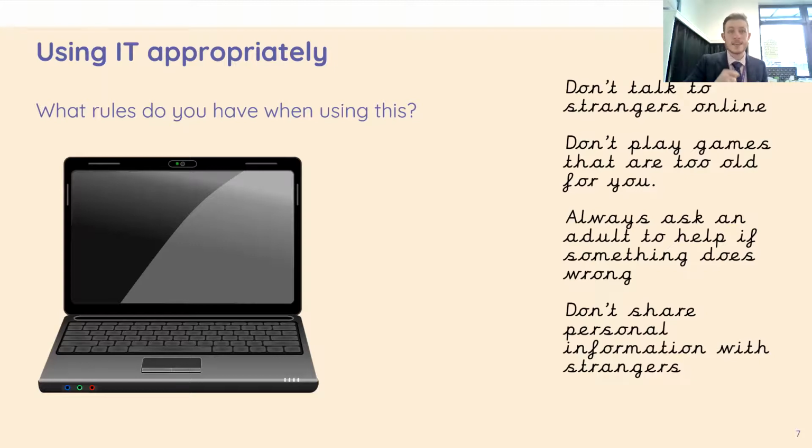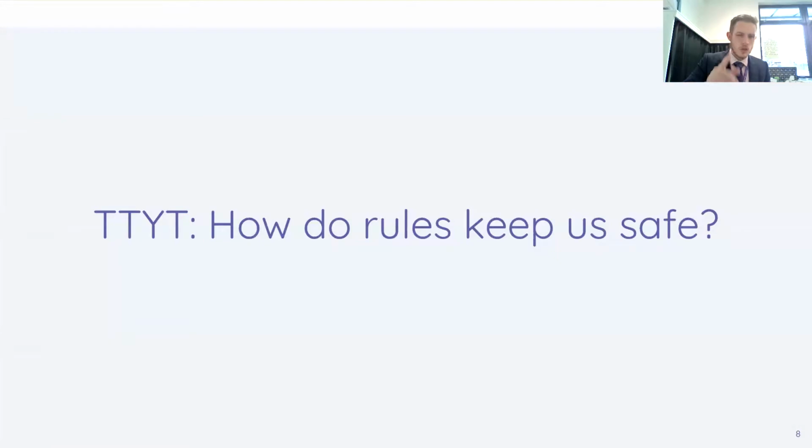So we need to make sure we're keeping ourselves safe so that nobody is going to be able to use what we've said against us, okay? So we need to make sure we keep our rules so that we're going to be safe online. So talk to your teddy: how do rules keep us safe? How do they make sure that we are safe? Now, I'm sure you've had some good discussion there about how rules can keep us safe, making sure that we don't say anything that's going to keep us unsafe.